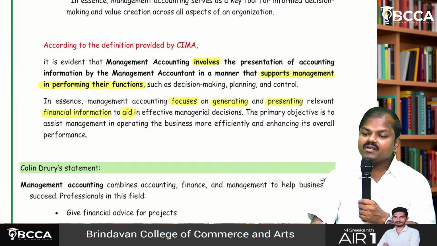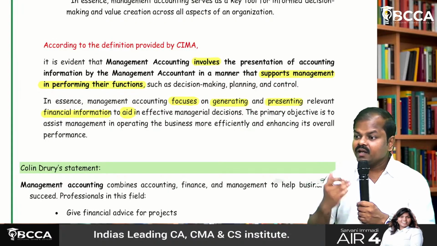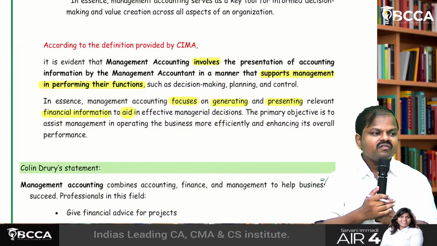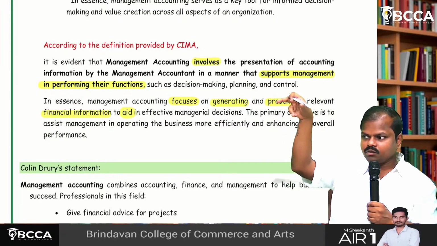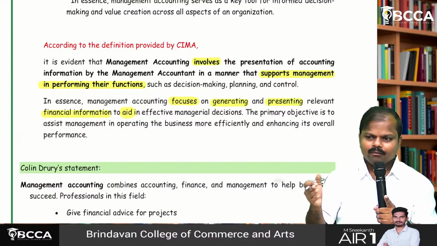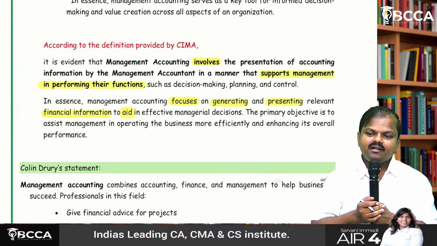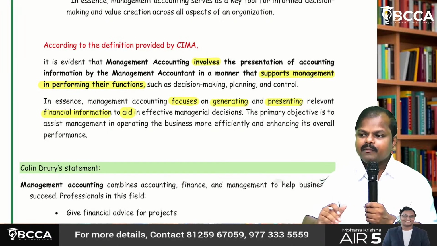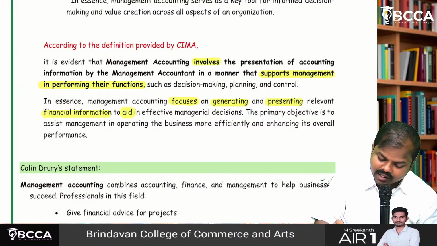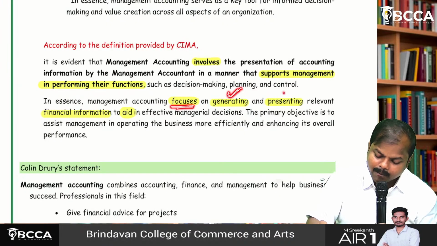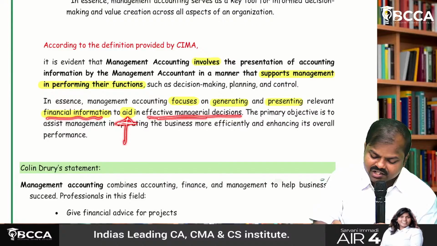For example, in the transport industry, one rule should be there. Every public bus, government bus, should maintain a first aid kit. That too, one box should be at the back of the driver. The box will be there with nothing special, and we name it the first aid box. What is meant by first aid? After an accident, the first help, like a doctor. Aid means help. So management accounting focuses on gathering and presenting relevant financial information to help effective managerial decisions.